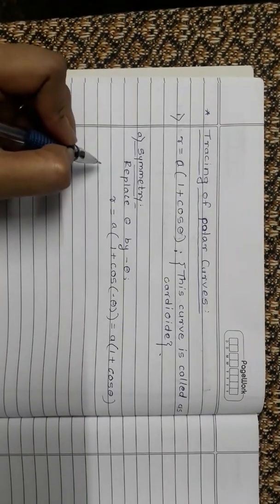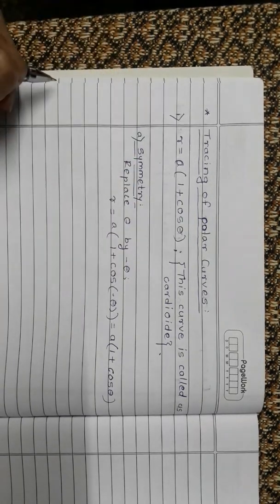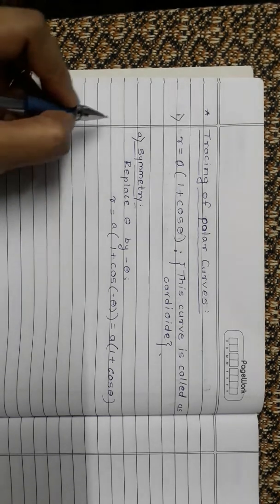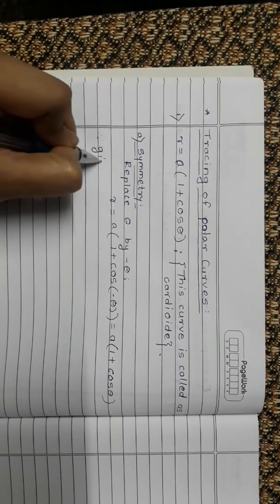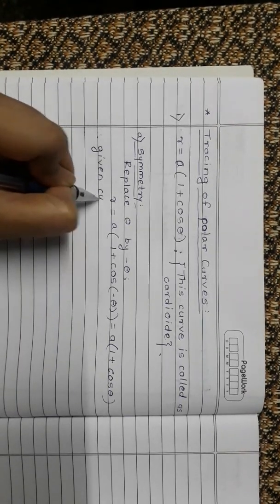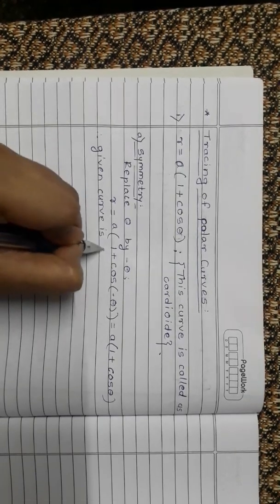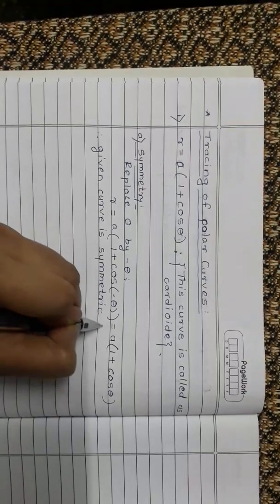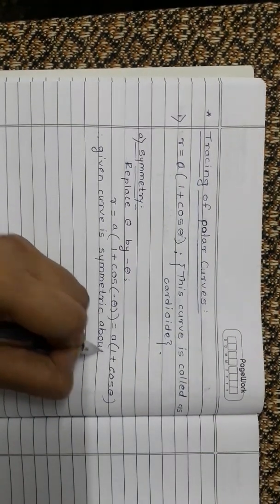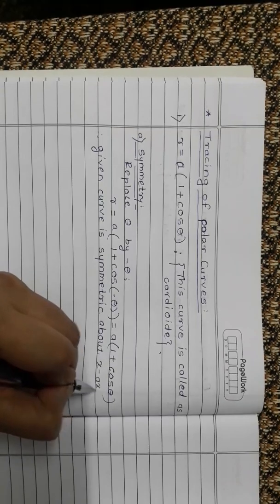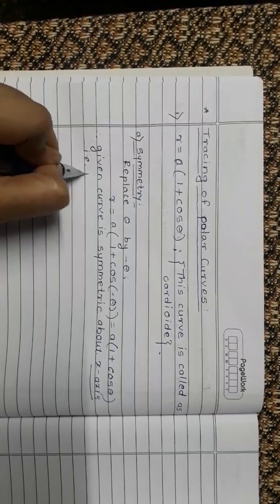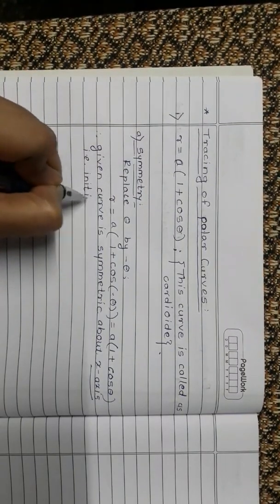So what is the conclusion? That the given curve is symmetric about the initial line. The initial line is nothing but the x-axis, and we can call that initial line theta is equal to 0, right? So therefore, the given curve is symmetric about the initial line. Okay, instead of x-axis, write down initial line only.